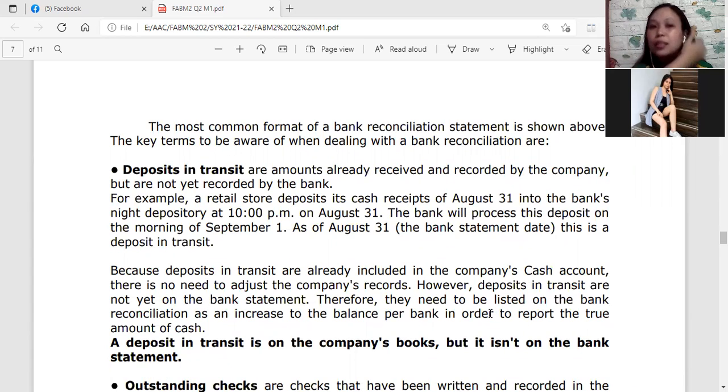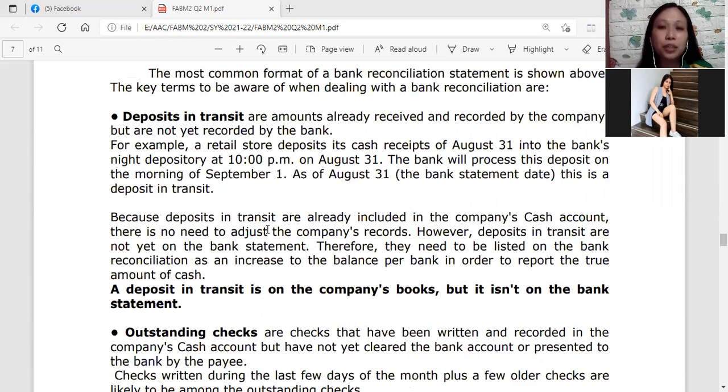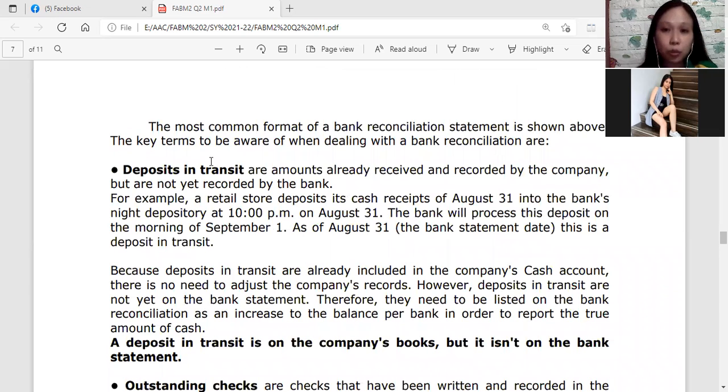First is deposit in transit. Before we go further to the NSF, let us learn deposit in transit because this is an important term that you need to remember. Deposit in transit are amounts already given and recorded by the company but not yet recorded by the bank. Just like the example that we had, the company received 20,000 at 5 p.m. and it has been recorded in the company but not yet deposited in the bank. So you call that deposit in transit.